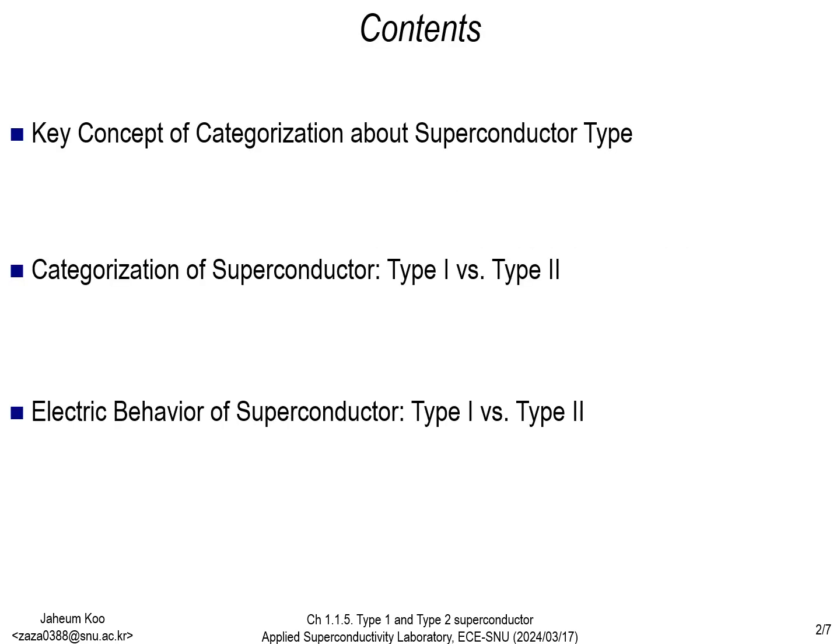Today, we'll cover three key topics to explain the concepts of Type 1 and Type 2 superconductors. First, we'll classify the types of superconductors using two key parameters. Next, we'll discuss how Type 1 and Type 2 superconductors are defined, including examples of each type. Lastly, we'll explain the differences in their electrical behavior.